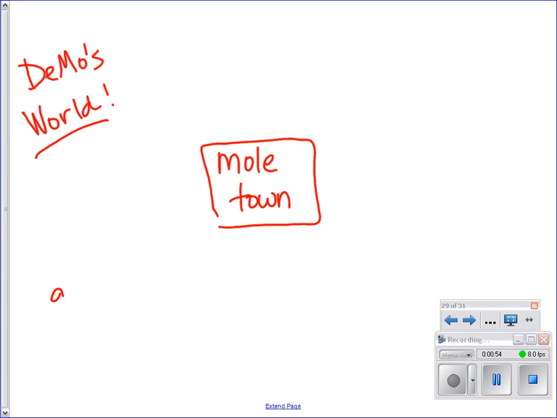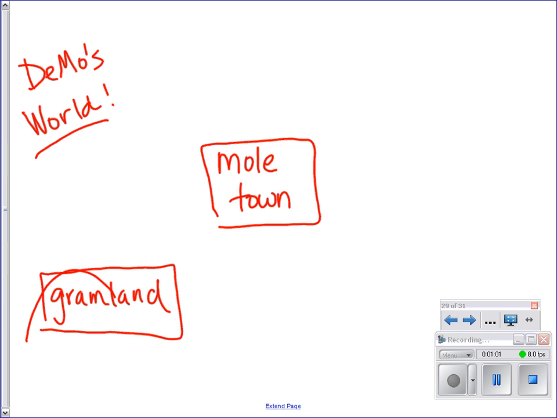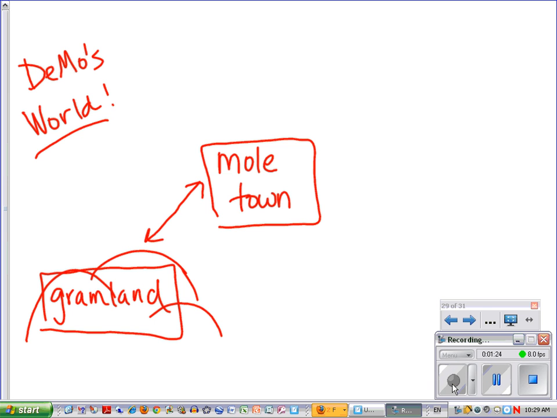Outside of Mole Town, we have a place called Grahamland. Grahamland has a bunch of rolling hills, all that kind of stuff. So if I want to go from Mole Town to Grahamland, can anyone remember how we did that? Moles to grams or grams to moles? What do we use? Yes. Close. That's a different place that we go to, not quite mole. So Lincoln said formula mass.